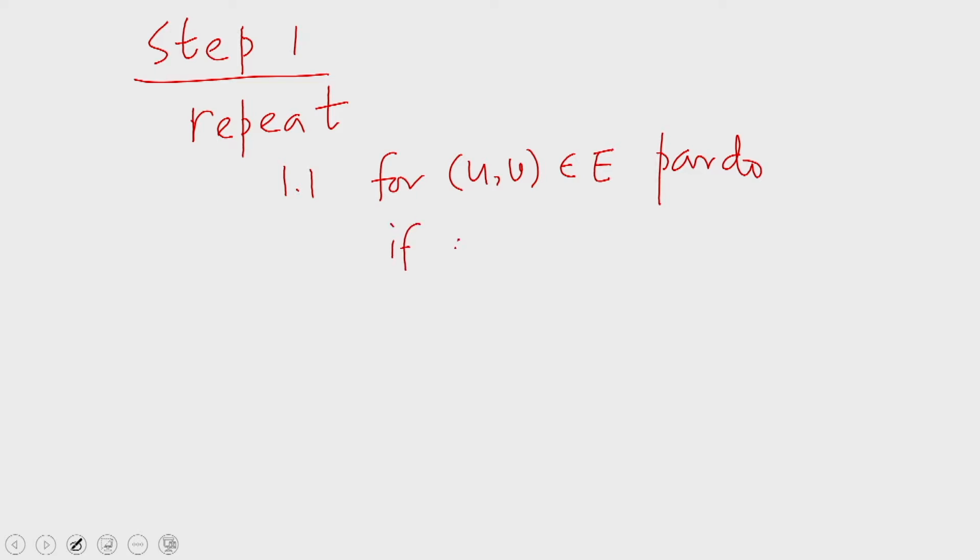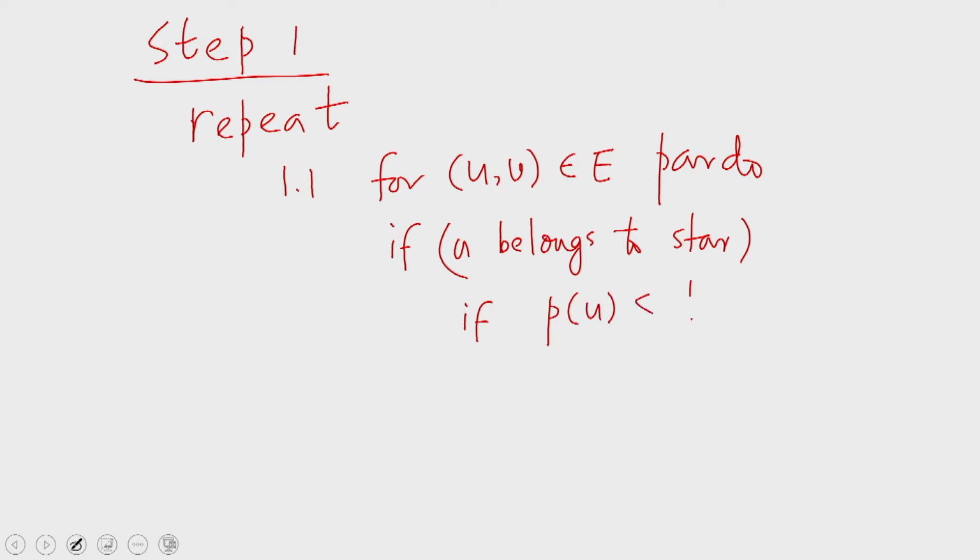If U belongs to a star, in a moment I will show you how to check if U belongs to a star or not. If P of U is less than P of V, or P of U is equal to P of V. So, that is what we do in step 1-1.